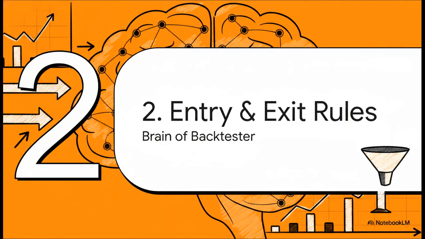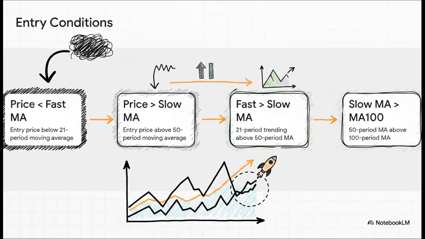Moving right along to Section 2, the entry and exit rules, the brain of the backtester. Okay, let's really dive into this. This engine doesn't just randomly guess when to enter a trade. It relies on a super strict 4-part moving average condition that's hunting for the absolute perfect pullback. So, first, the entry price has to dip below the fast 21-period moving average. Second, that price must still remain above the slower 50-period average.